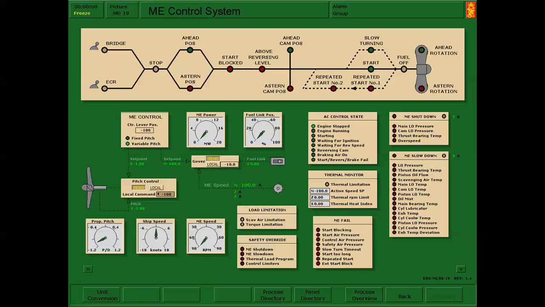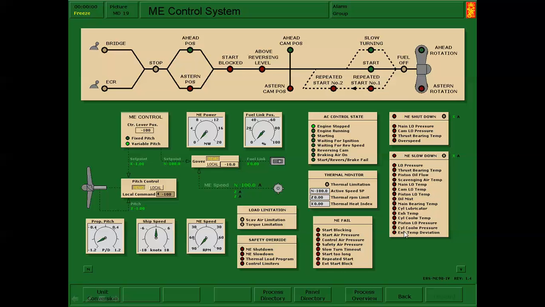If it again fails from that, then it sounds an alarm on the bridge that the main engine has failed to start, and usually they're going to be calling down to the engine room to report that. All right, also on this page, again, you can see a list of your main engine shutdowns. These are all the things that would shut the main engine down if an alarm occurred.